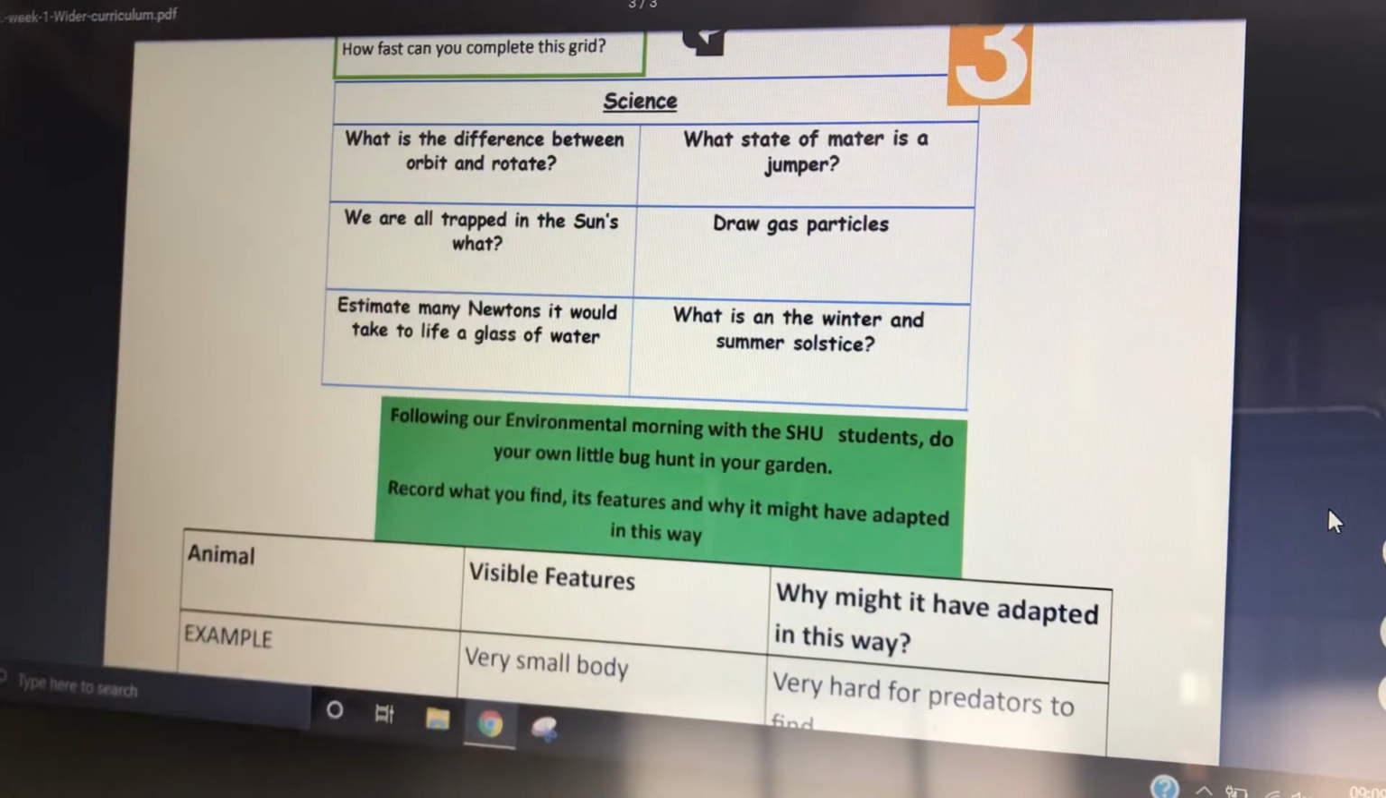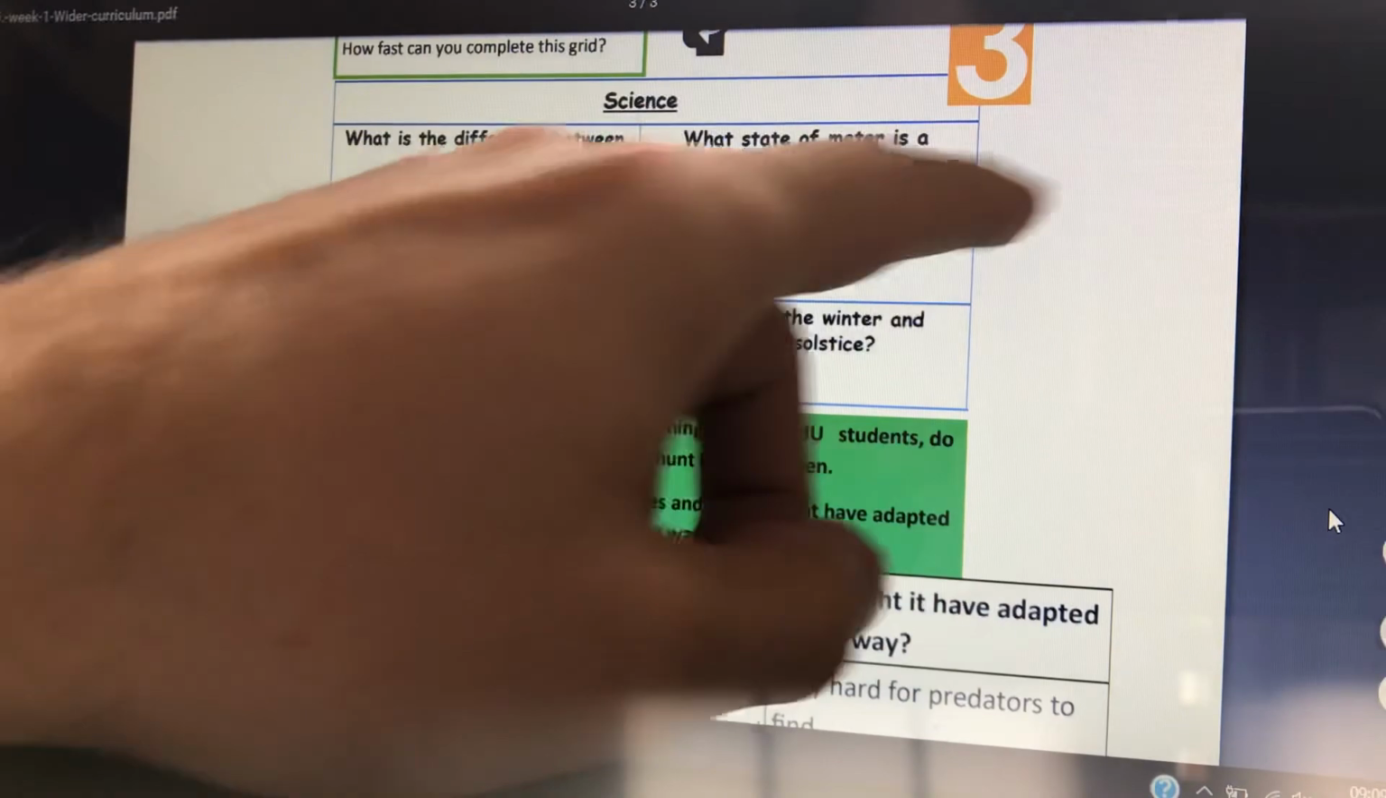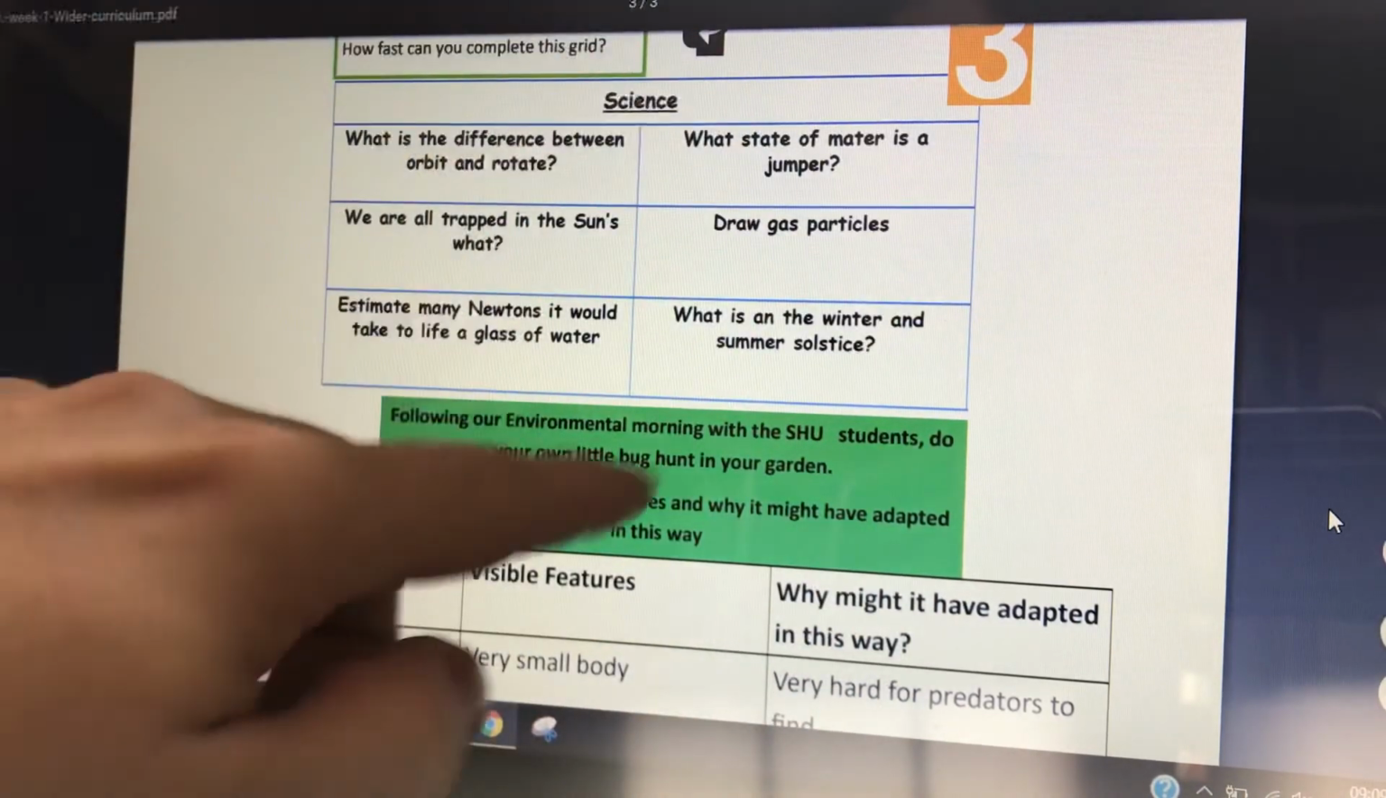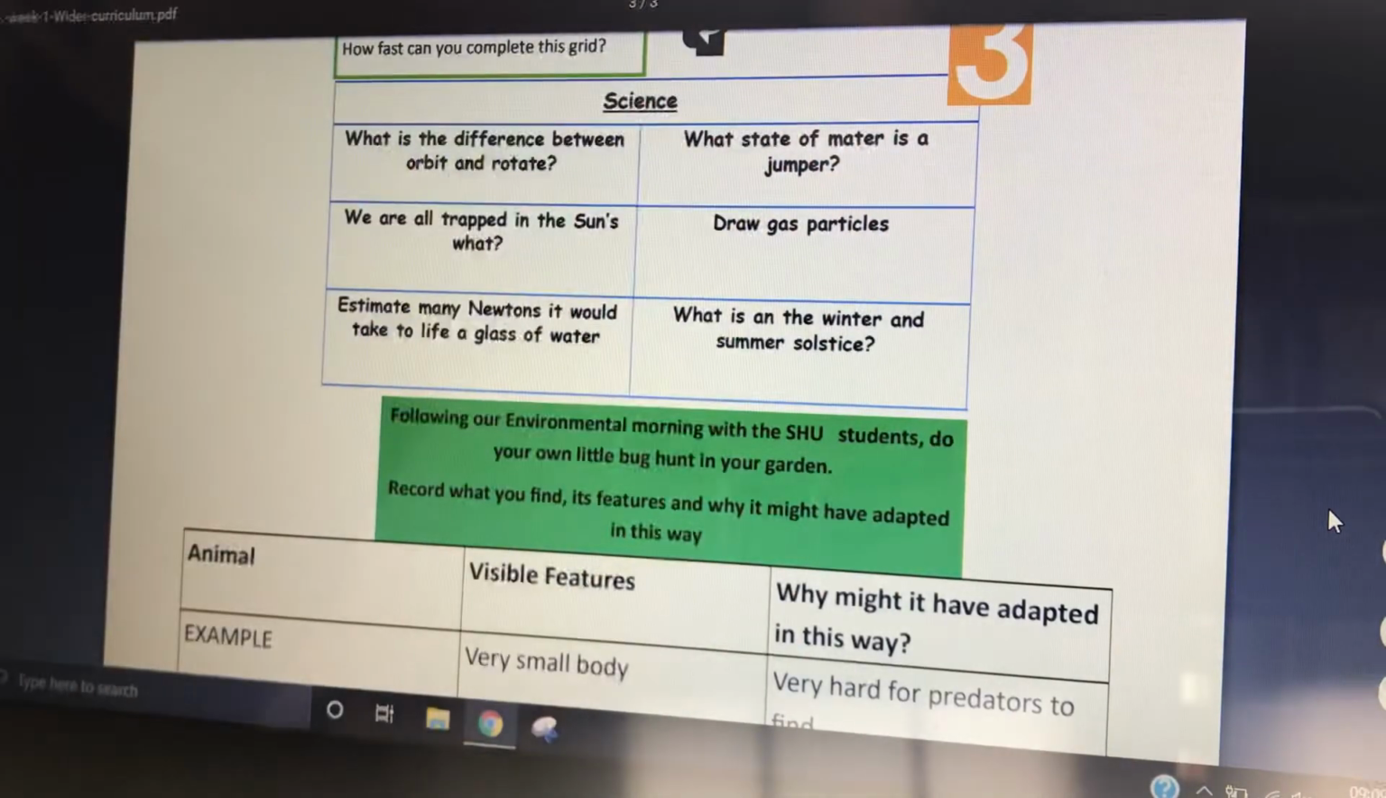Draw gas particles. That should be dead easy. I won't draw it, but your particles are very far apart. They're going everywhere. And what is the winter and summer solstice? I don't know why the "and" is in there. So the winter and summer solstice is the longest and shortest day of the year. So the winter solstice is the shortest day, and the summer solstice is the longest day.